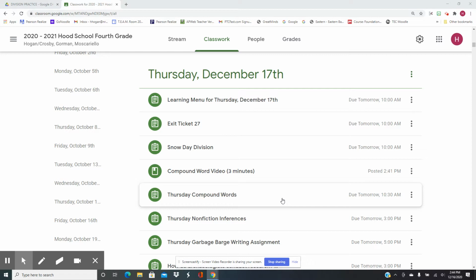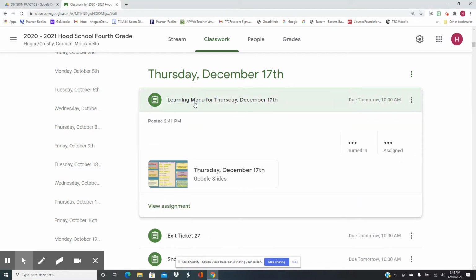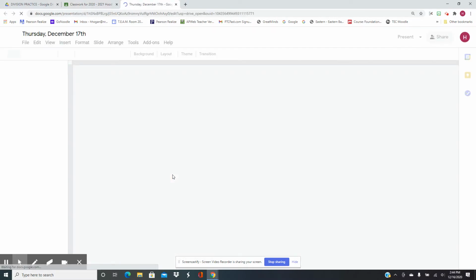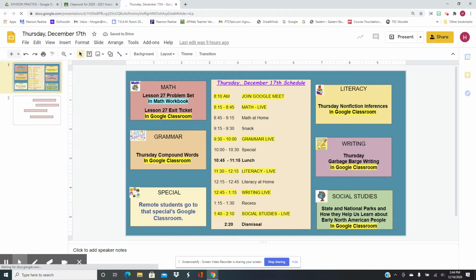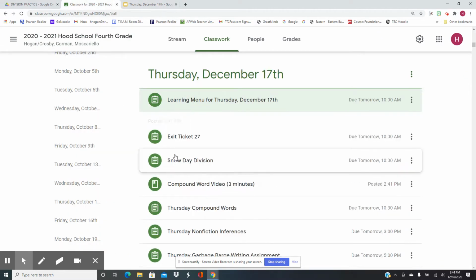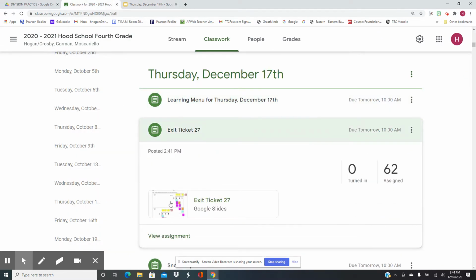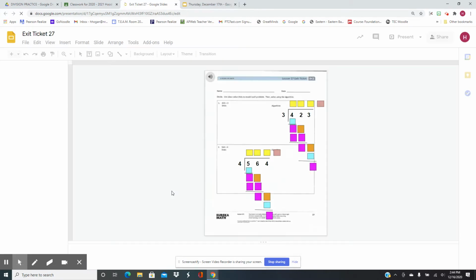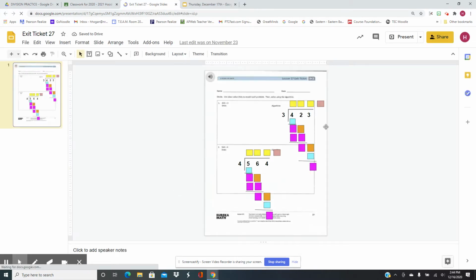We're assuming that we're all going to be home learning remotely, but let's look at our learning menu for today. We're going to start with lesson 27, more division. So let's look at our exit ticket, where you're going to do long division for 2 problems. That is your exit ticket.